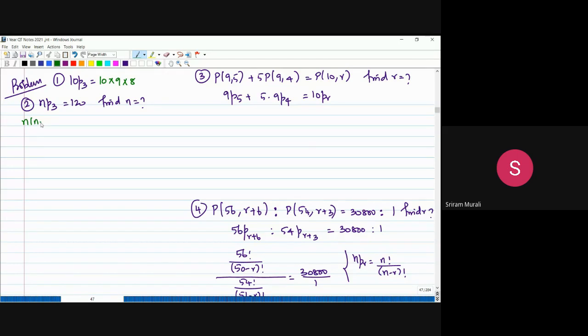This is n minus 1, n minus 2 is equal to 120. So expand this. It is n into n square minus 3n plus 2 is equal to 120. This is n cube minus 3n square plus 2n minus 120 is equal to 0. So solve for n. Solve for n means you take this 1, minus 3.